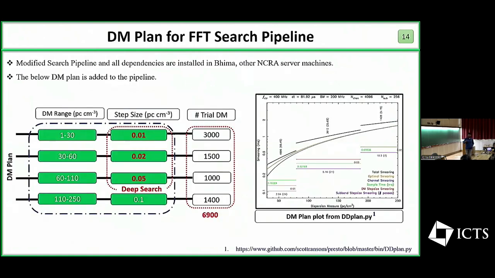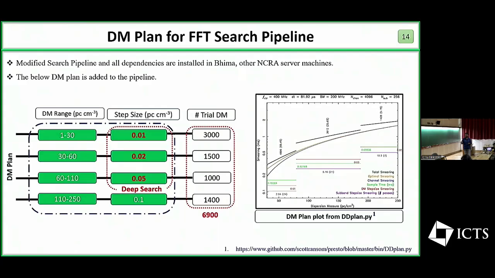Then again, we modified the DM script to include various DM steps. For DM from 1 to 30, the DM step is 0.01, and so on, and from DM 110 to 250, the DM step is 0.1. This is because at higher DM, the intra-channel dispersion between two channels will increase.